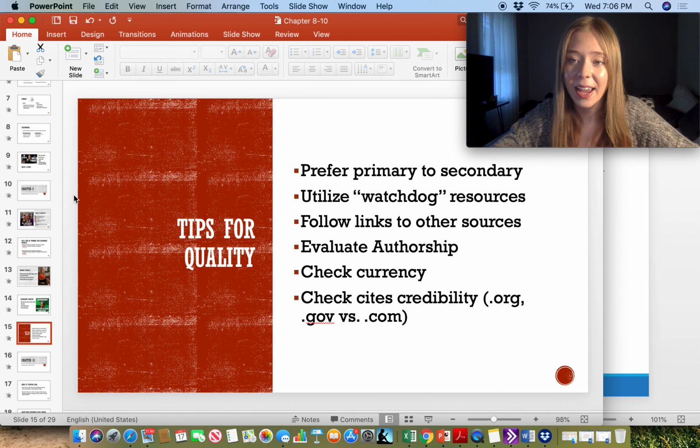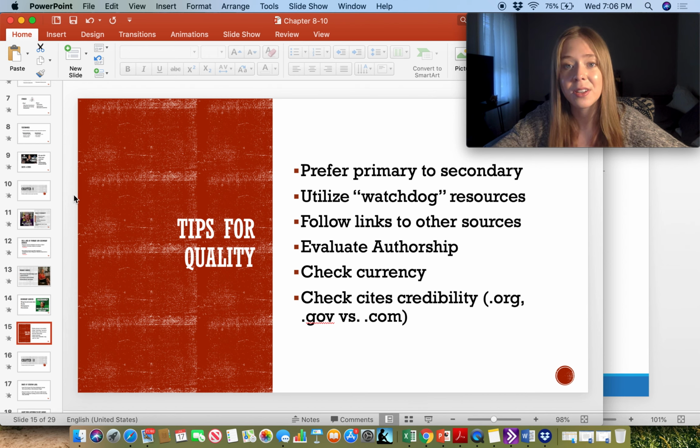Tips for finding quality sources, again, just going back to the importance of our sources. You want to make sure that everything you're using is credible and reliable, otherwise it will destroy your credibility as a speaker. Like I said, you want to prefer primary to secondary sources. You can utilize watchdog resources. These are external sources that help you determine the credibility of websites. So you can go online and search how credible or reliable a particular website is, and you'll find reliable sources that fact check things like that.